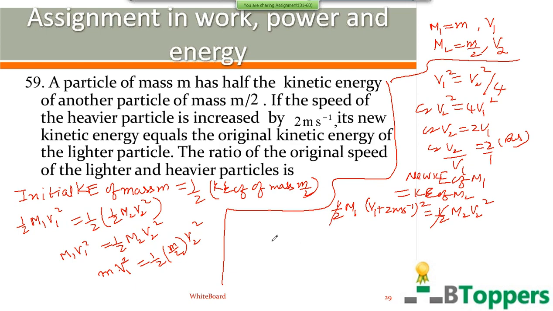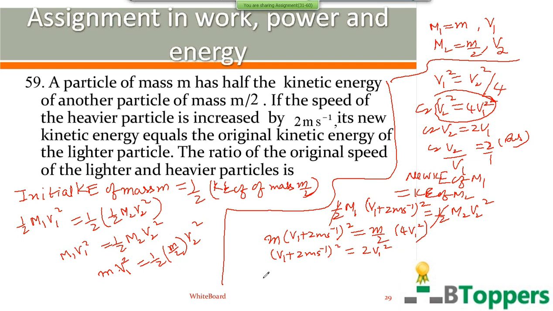Okay, now we can cancel. We can write m1 equal to m here and m2 equal to m by 2. You can substitute here for v2 square, you can write 4 v1 square on the right side. So if you cancel m here, (v1 plus 2 meter per second) whole square is equal to 2 v1 square. You take the positive root here because v1 and v2 are positive speeds here. You get v1 plus 2 meter per second is equal to root 2 times v1.